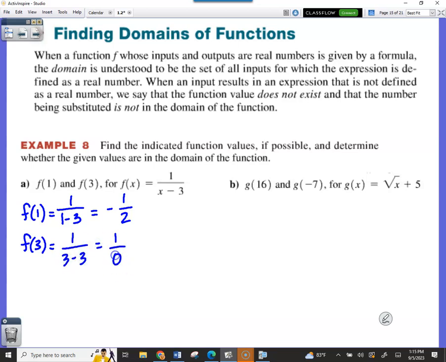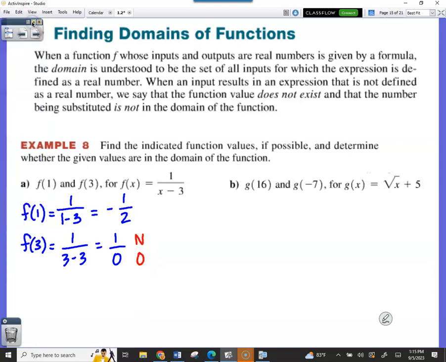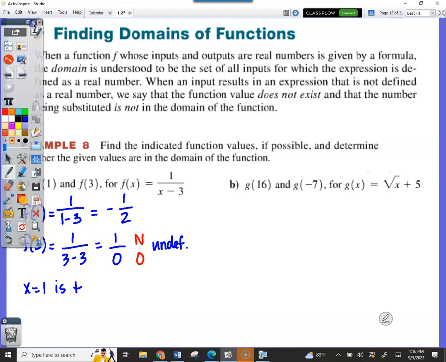On the bottom, you end up with 0, and if you remember what we've talked about, that's a no-go, right? That's a problem, which means undefined. Now the question said, evaluate the function and then determine whether the given values are in the domain of the function. If you plug a number in and you get an answer, that means it's in the domain. If you plug a number in and you get an error, it's not in the domain. So in this case, x equals 1 is in the domain. x equals 3 is not, because when we plugged it in, we got an error, because you can't divide by 0.